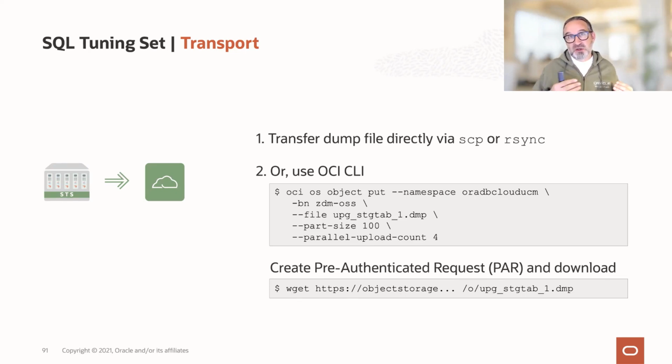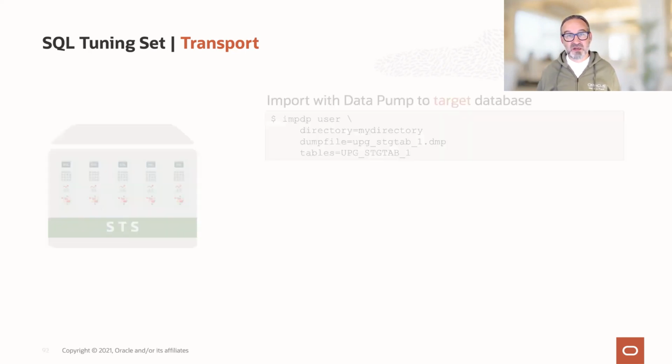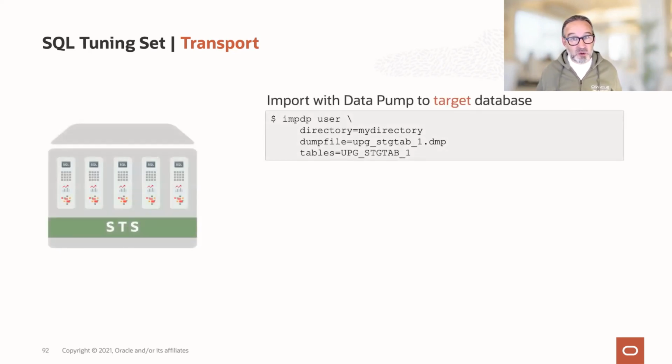If you want to allow somebody doing that without handing over your API keys, your connection keys to the cloud storage, then you can also generate a pre-authentication request and then allow somebody else to store the data into the object store without handing over your keys to that. Once data is there, we just import it into our target database.